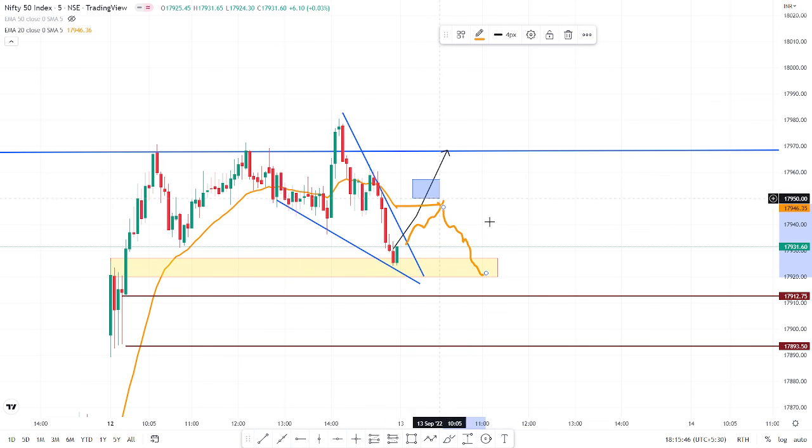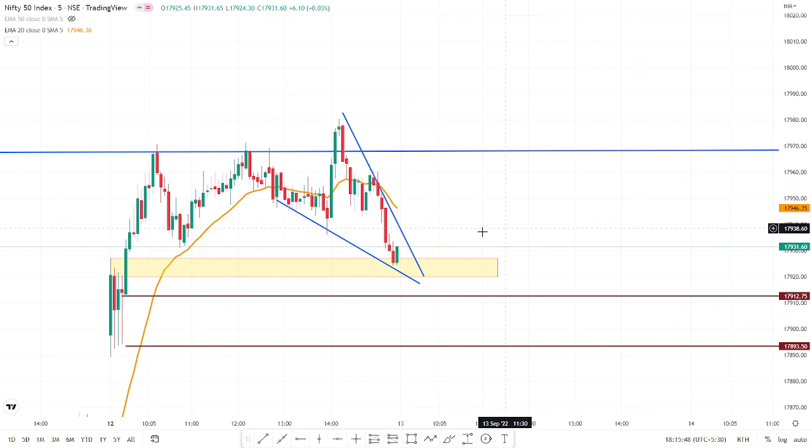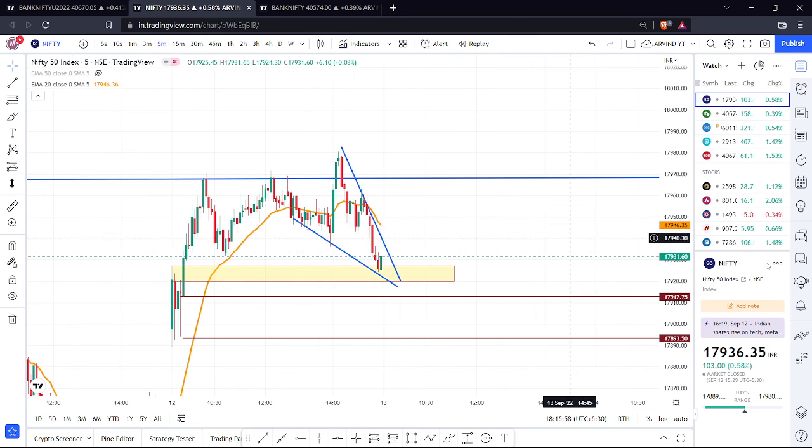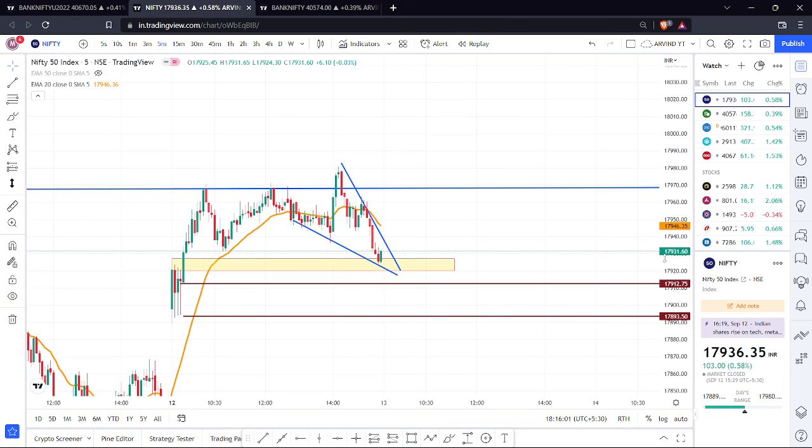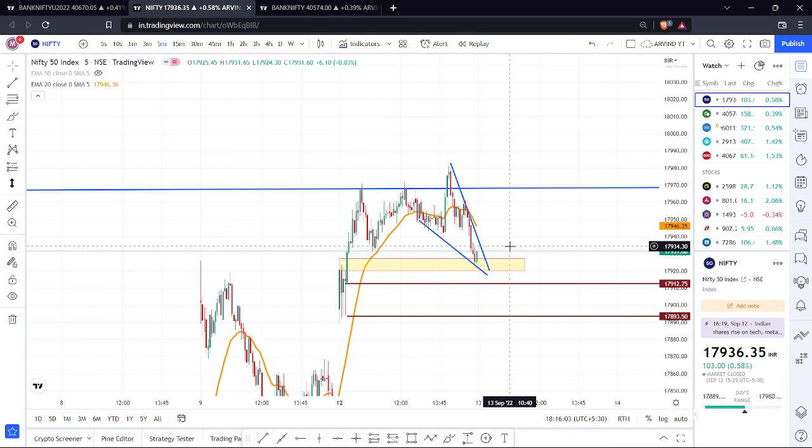Now these are the things which can happen for Nifty tomorrow or the day after tomorrow, because the market can probably take even 2 more days to get to its target, as many institutional people can be consolidating their trades right here.